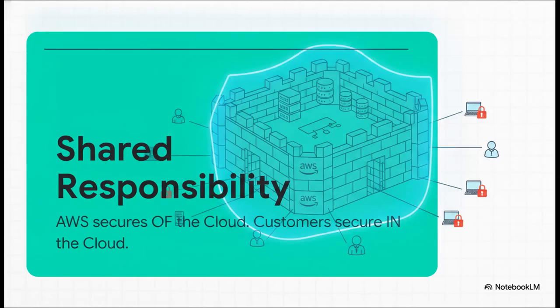So here's the absolute crucial takeaway you've got to memorize for the exam. AWS is responsible for security of the cloud, and customers, that's us, are responsible for security in the cloud. Of versus in. Now, I know it sounds like a tiny semantic difference, but it's basically the central mantra of cloud security. AWS builds the secure fortress, but you have to secure everything you choose to bring inside that fortress.